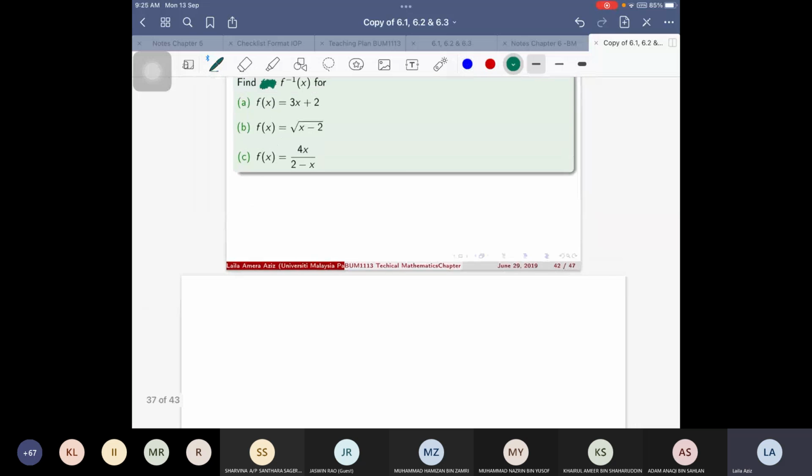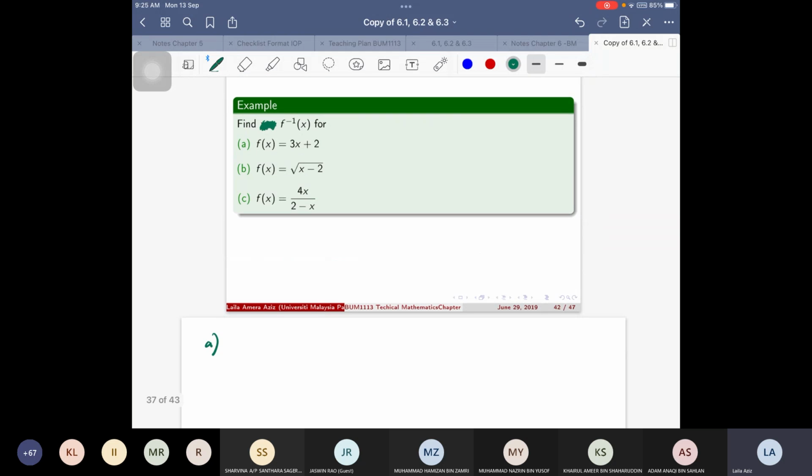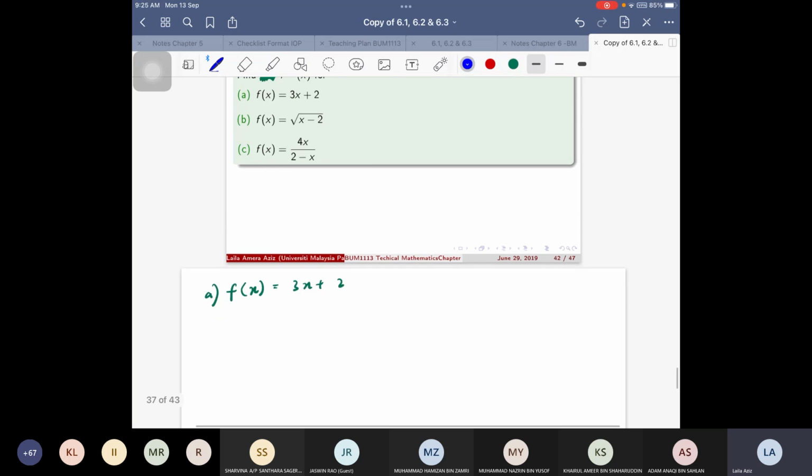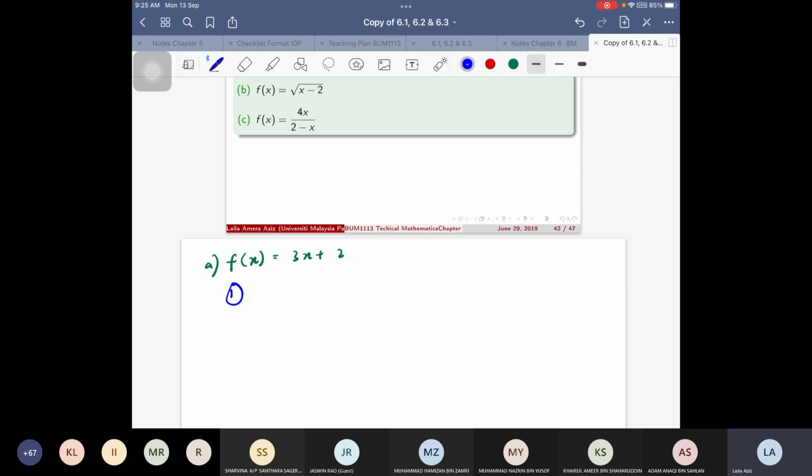Okay, let's have a look at them. Kita start dengan A. So here, what I have to do is, I'm going to find the inverse function of this particular example. So for A, kita ada function f of x adalah sama dengan 3x tambah 2. Okay, step nombor 1. Bila you nak cari inverse function, you kena let y sama dengan function f of x. So kita akan let y adalah sama dengan 3x tambah 2. Salin balik saja function yang sebelah kanan.